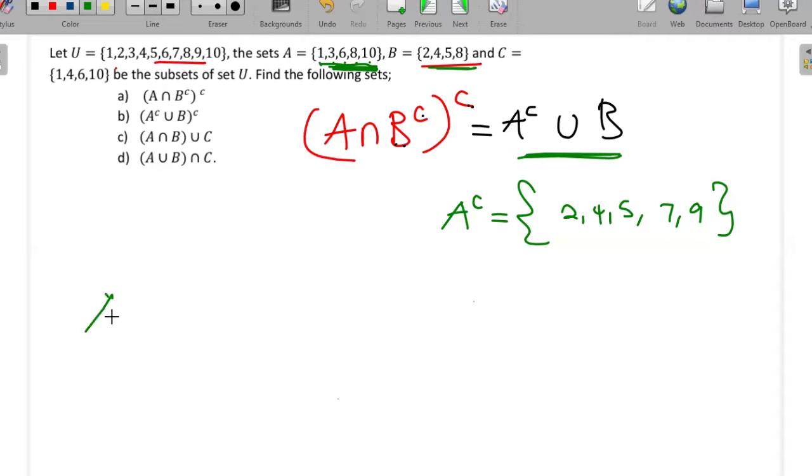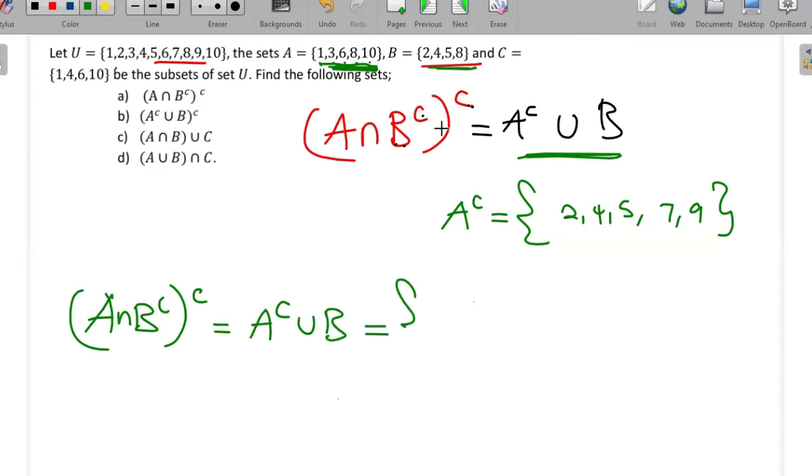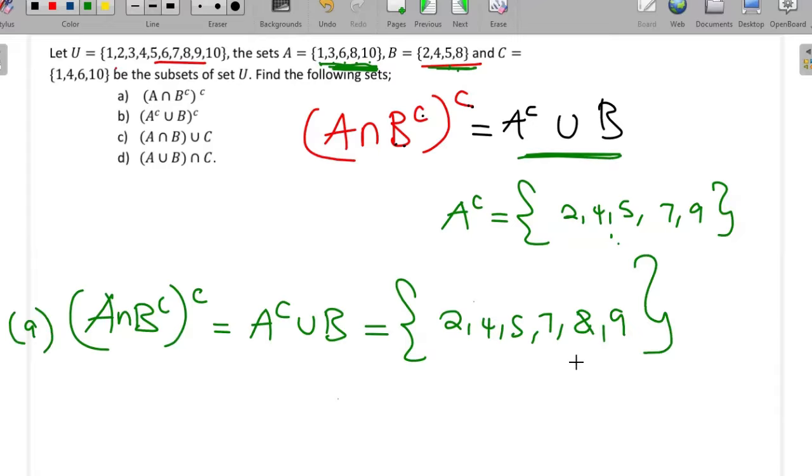So (A intersection B complement) complement is equal to A complement union B, which will just be equal to, now let's combine these. I can see 2, 4, 5, 7, and then there's an 8 in B, so I write the 8 here, and then 9. So this here is the combination of the A complement with the B. That's the answer for part A.